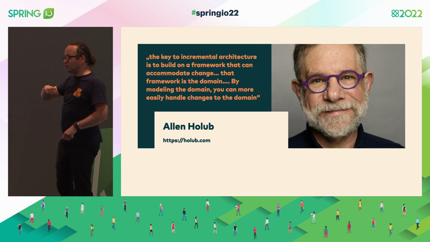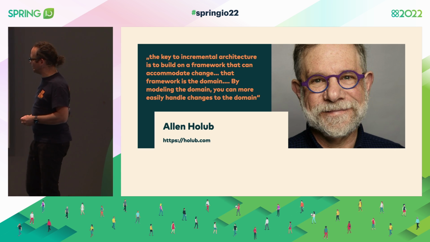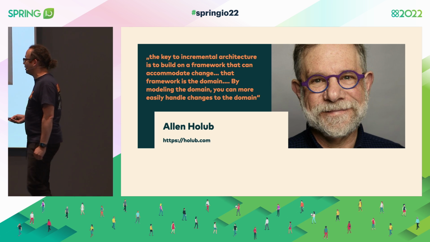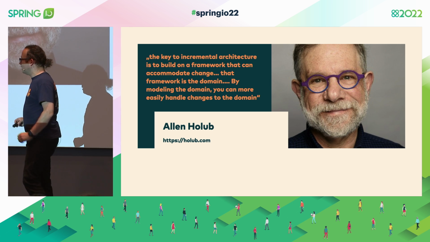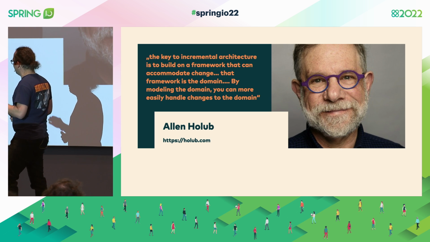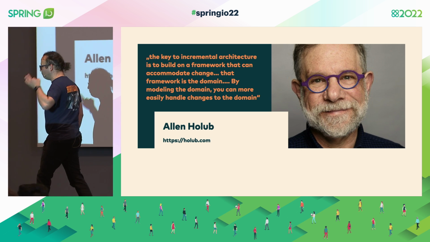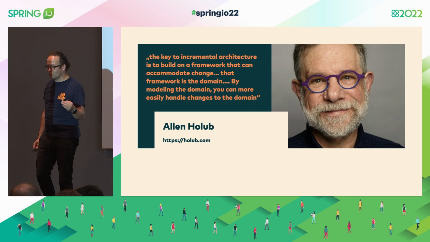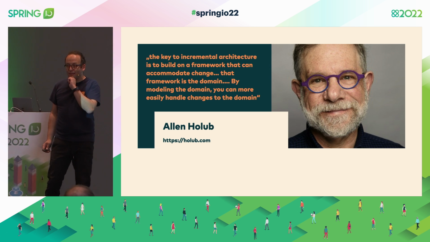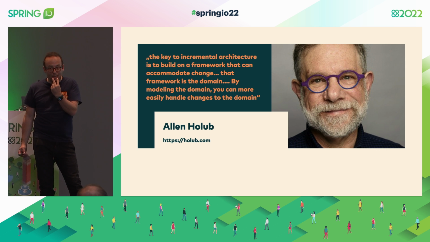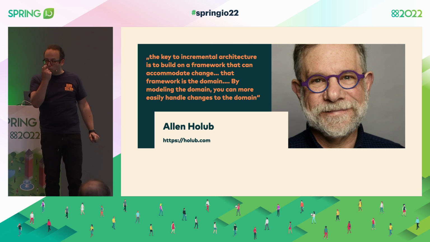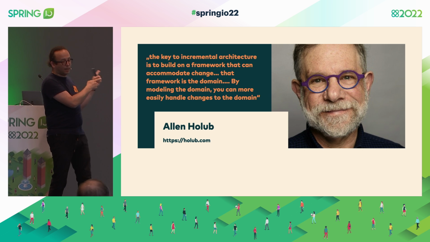Alan Hollop, a very smart guy from the Agile community, a guy whom I really appreciate, once said the key to an incremental architecture is to build on a framework that can accommodate change. That framework is the domain. By modeling the domain, you can more easily handle changes to the domain. Now, what we want to get is the perspective on the domain from the domain experts. Now, from which perspective do they look at this scoring stuff?